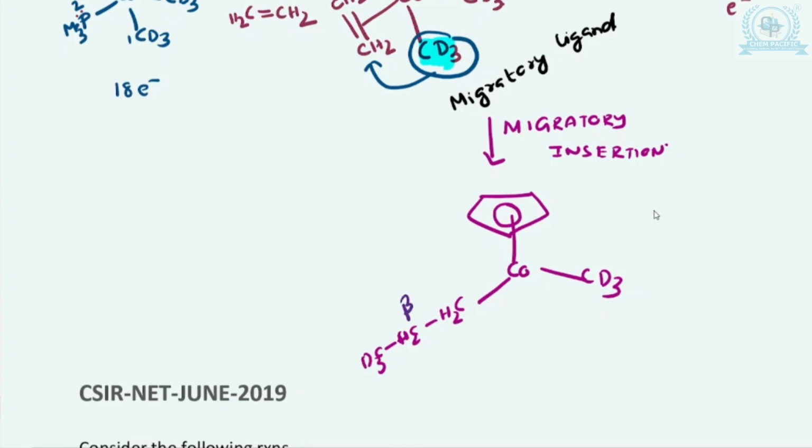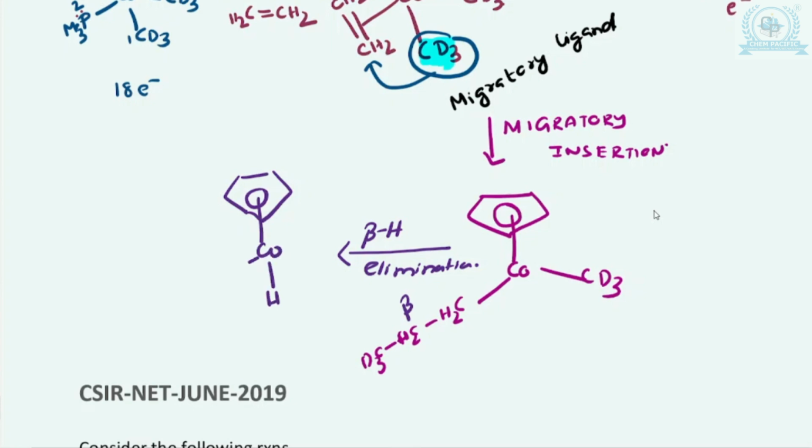So here, beta hydrogen elimination is feasible. So this will result in the beta hydrogen elimination, resulting in the formation of this. Since with this beta hydrogen elimination, it will turn out to the alkene group.